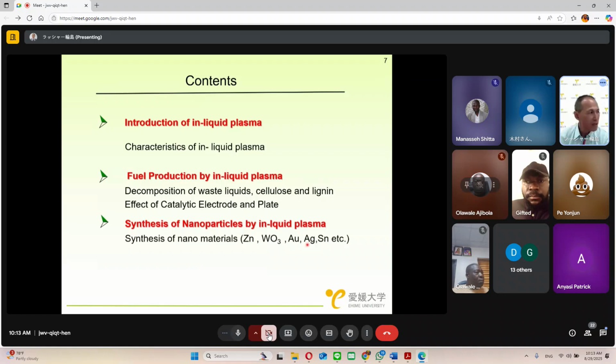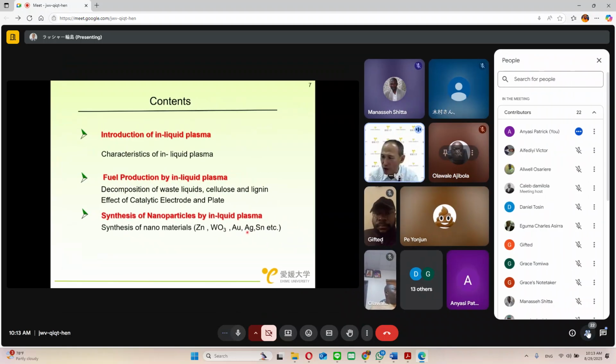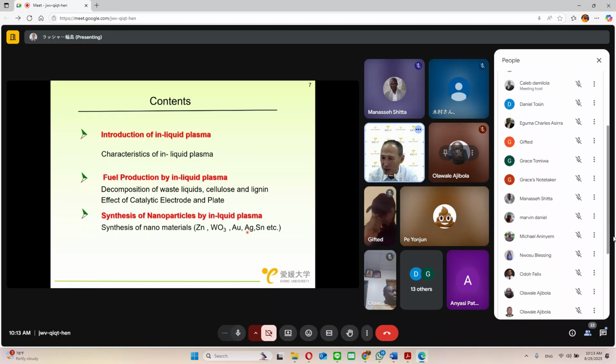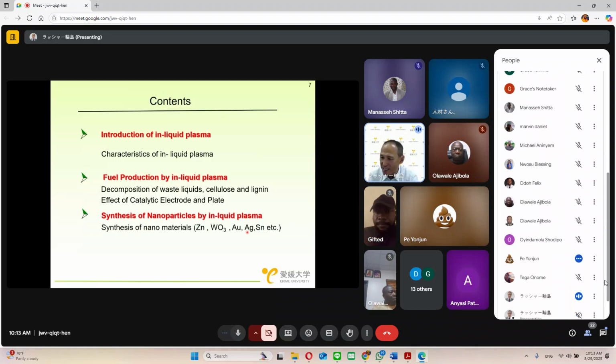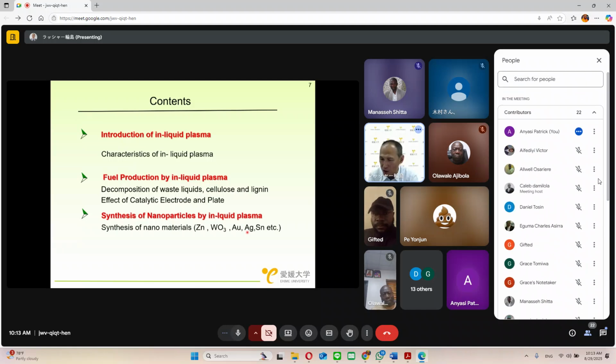So today's content is as follows. First, as an introduction, we will show you the characteristics of in-liquid plasma with our research. Then we will discuss a variety of applications of the in-liquid plasma method, such as fuel production by in-liquid plasma and the synthesis of nanoparticles. Finally, if possible, we would like to discuss our future plan.